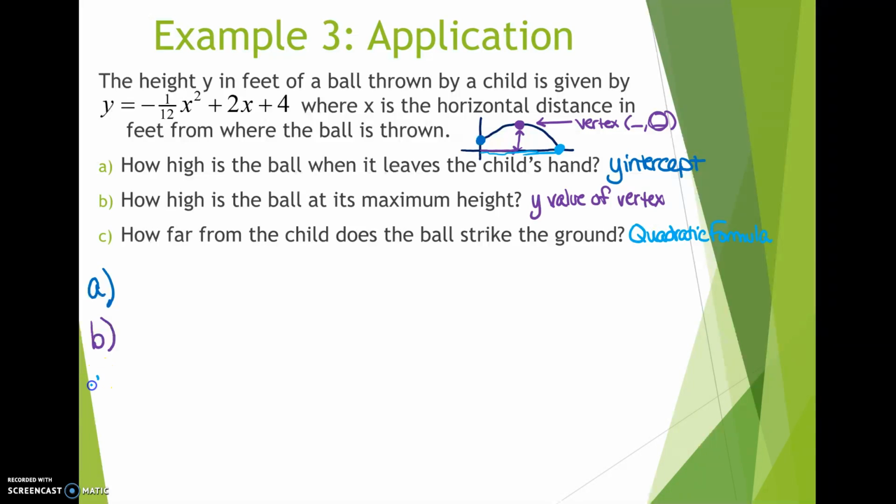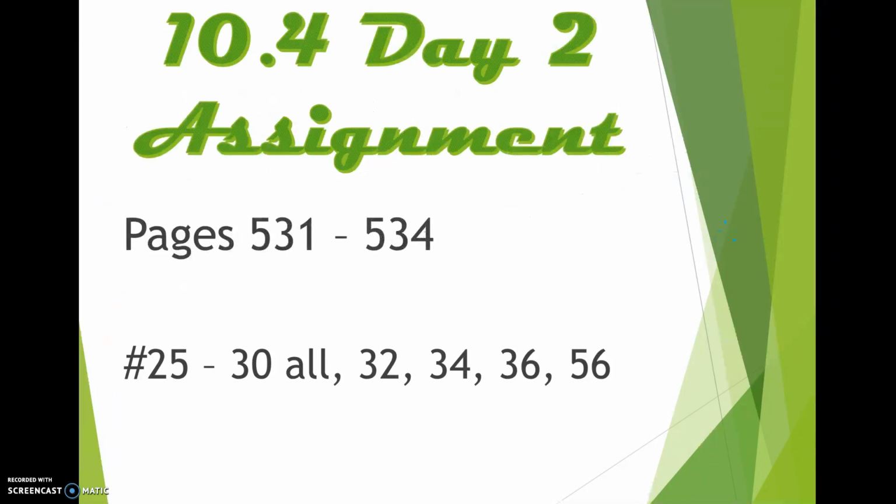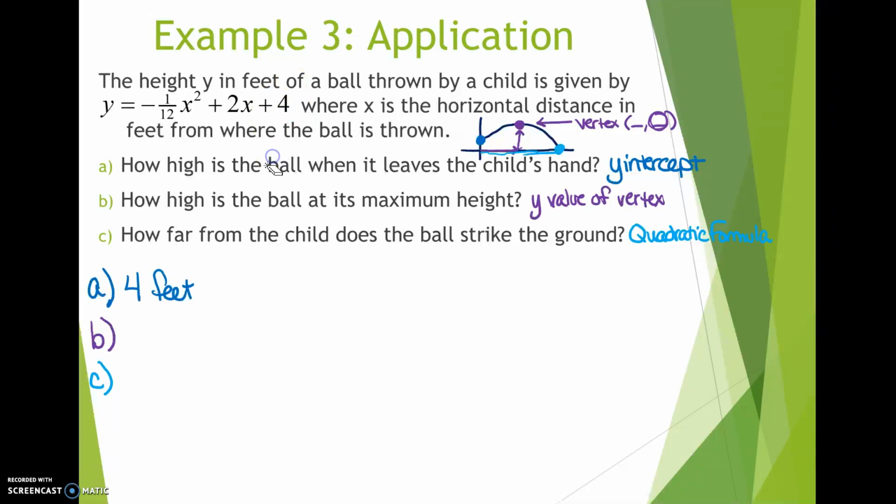All right, so let's start doing some of this. First, the y-intercept. What is the y-intercept of this equation? When it's written like this, the y-intercept is 4. So the ball will leave the child's hand at 4 feet above the ground.